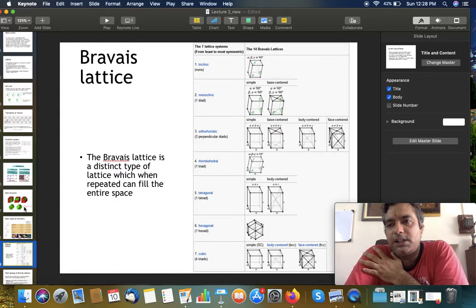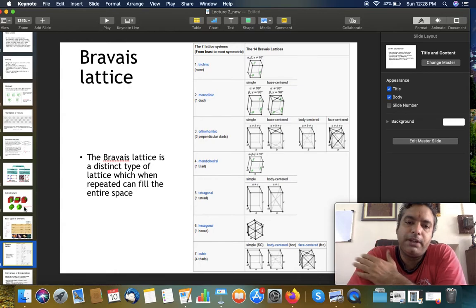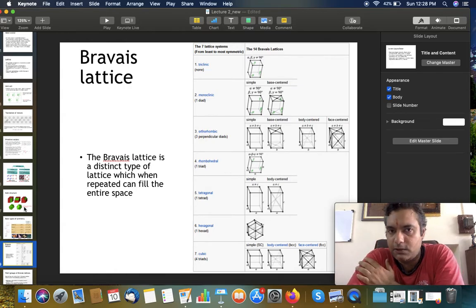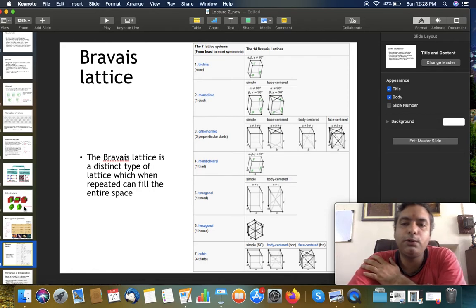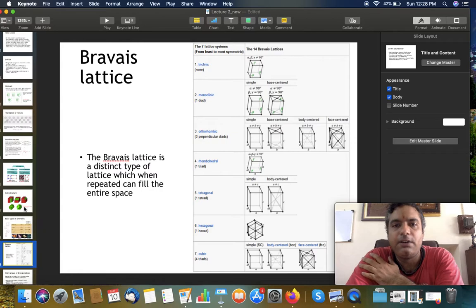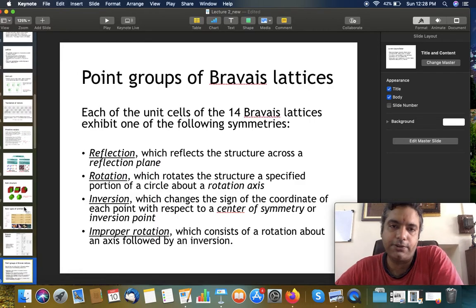The four symmetries which we saw before, like orthorhombic, tetragonal, cubic, and hexagonal. Apart from this, there are a few other types of Bravais lattice, which is triclinic, monoclinic, rhombohedral, and so on. Together, there are 14 types of Bravais lattice that is going to fill up the entire crystalline structure.